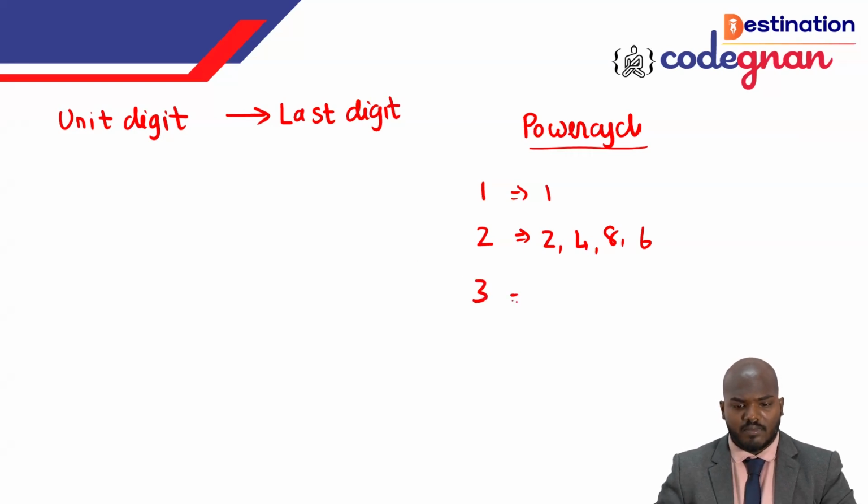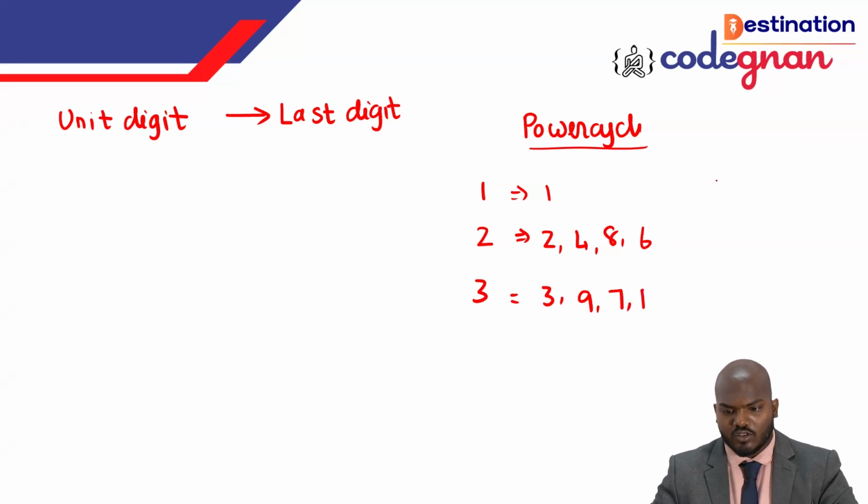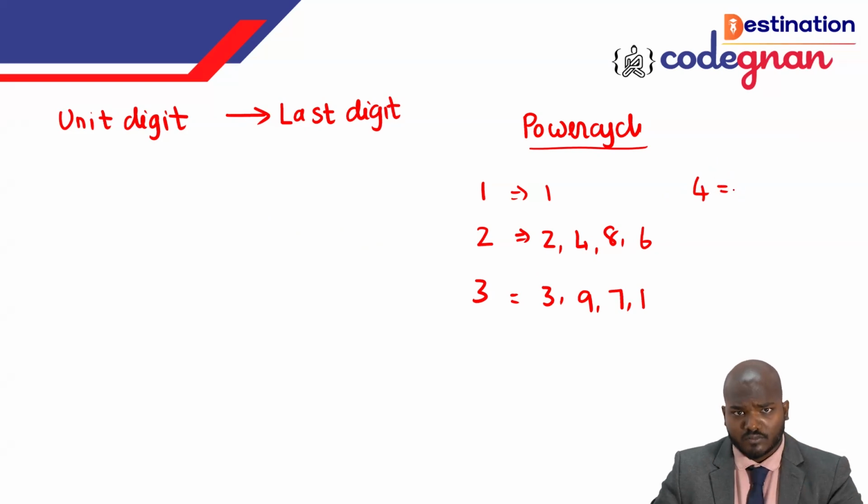Going with the next number, 3. 3 power 1 is 3, 3 square is 9, 3 cube is 27, so I'm taking 7 as the last digit. 3 power 4 is 81, so that is 1 as the last digit. So the cycle is 3, 9, 7, 1.